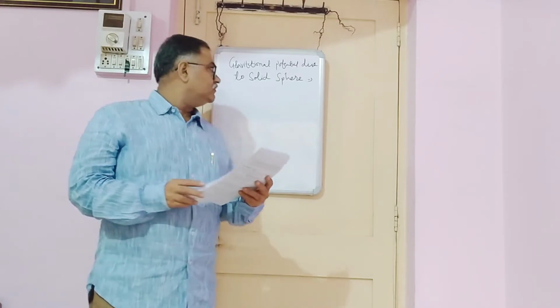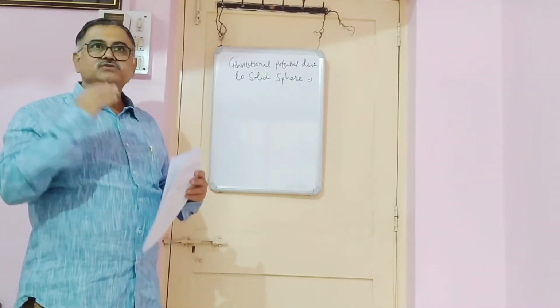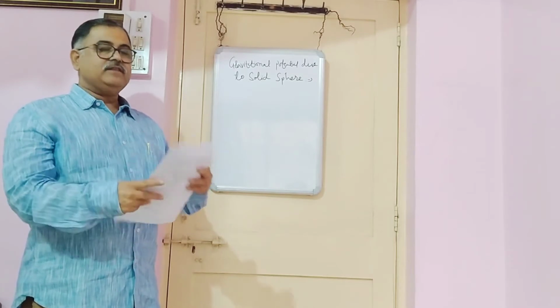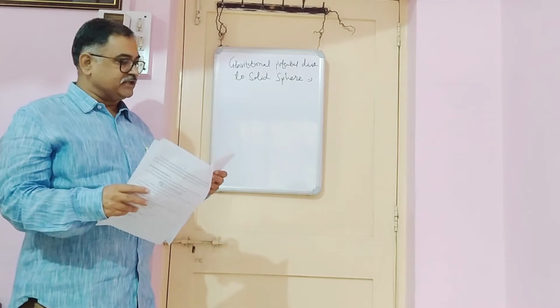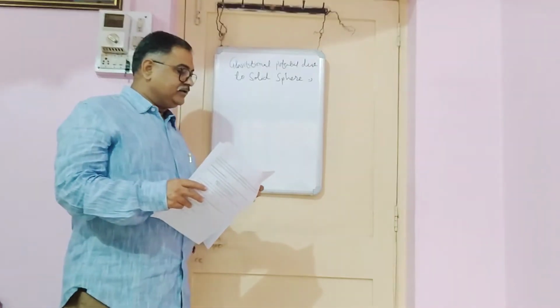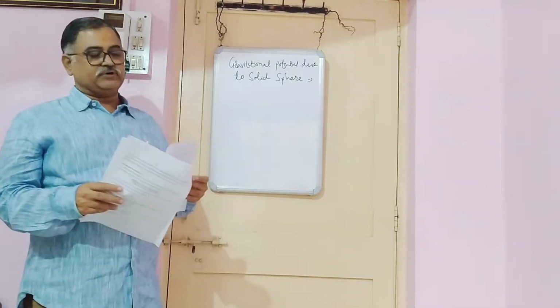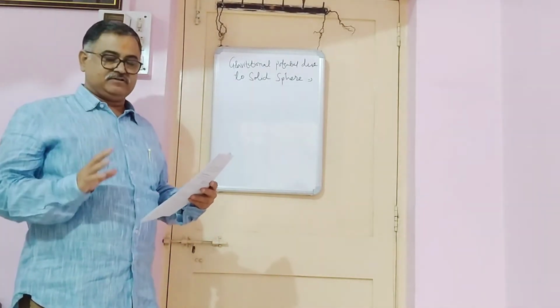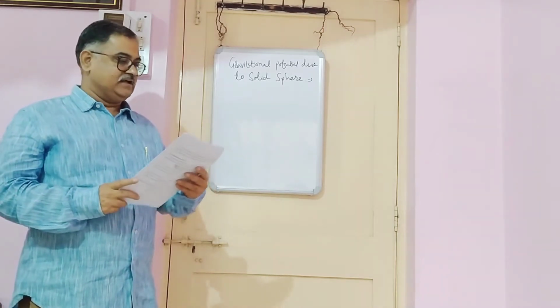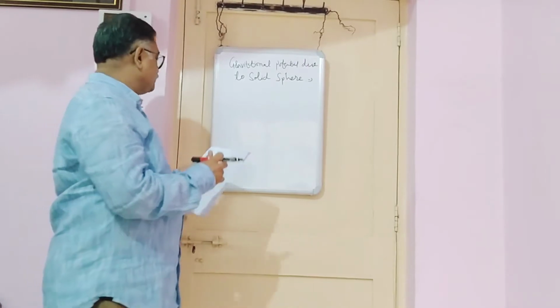First, the gravitational potential at a point outside the sphere. Then the gravitational potential at a point on the solid sphere, and the gravitational potential at a point inside the solid sphere. These are the three conditions. Today here we will see gravitational potential.